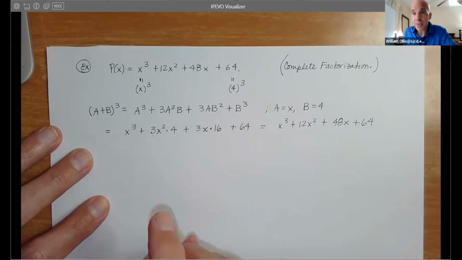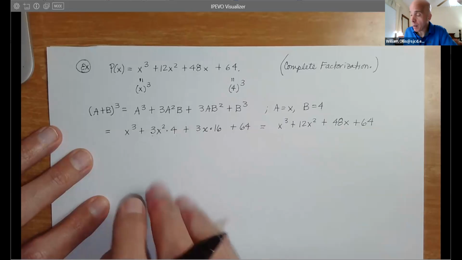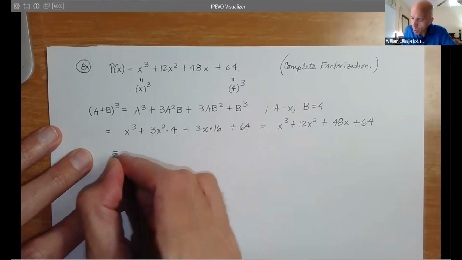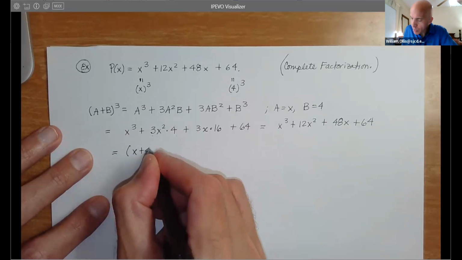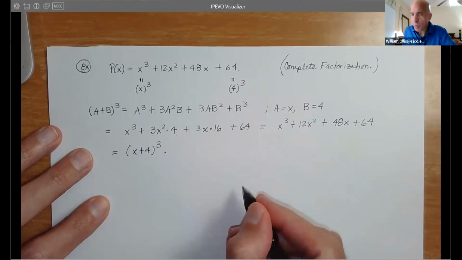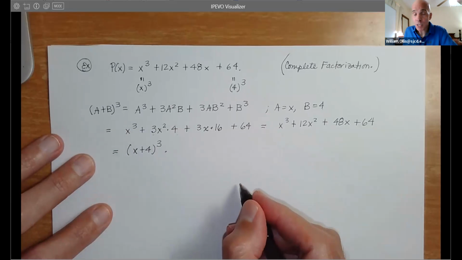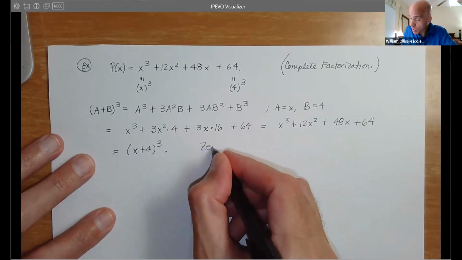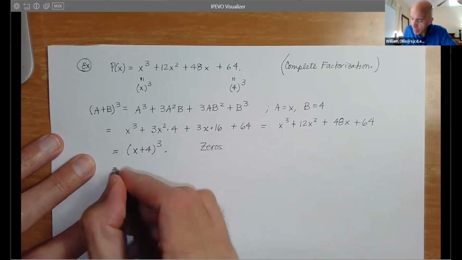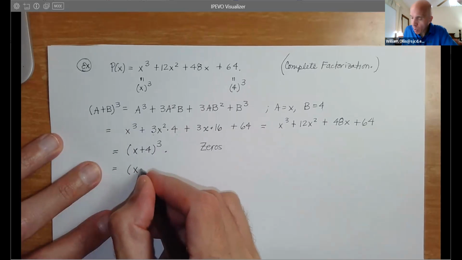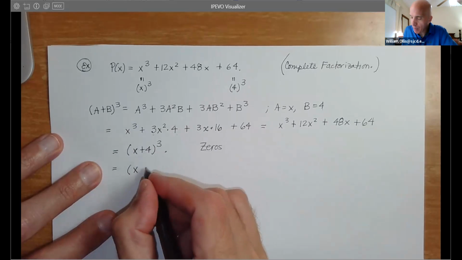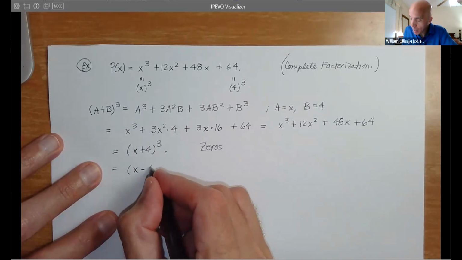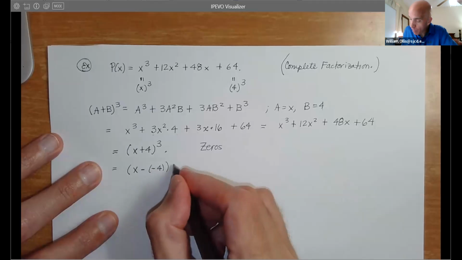Now we could have tried the rational zeros theorem. It probably would have taken a little more time, maybe not so much, but this is just what? x plus 4 to the third power. So we have three zeros as we expect, but they're a repetition of -4. So you could write this like this: x plus 4 cubed. Well, this would be beating it up. WebAssign is fine with this, or you can do the complete linearization and make a note of all the zeros.